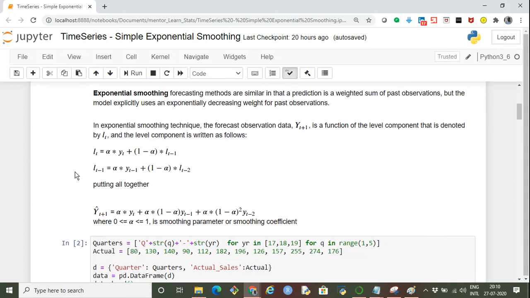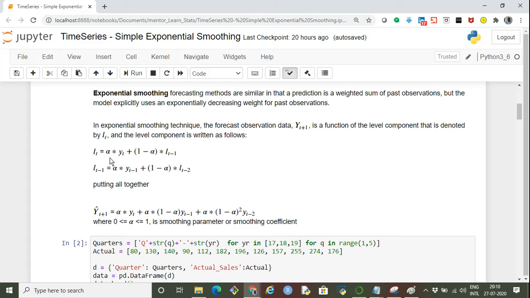There is a term called level in it. When we say level, it is defined as follows. Lt, the level at time period t, equals alpha times yt plus 1 minus alpha times lt minus 1. So Lt is the level component at the time period t, and this equals alpha times yt. Yt is the observation at time period t, and alpha is the smoothing parameter or smoothing coefficient that we give.